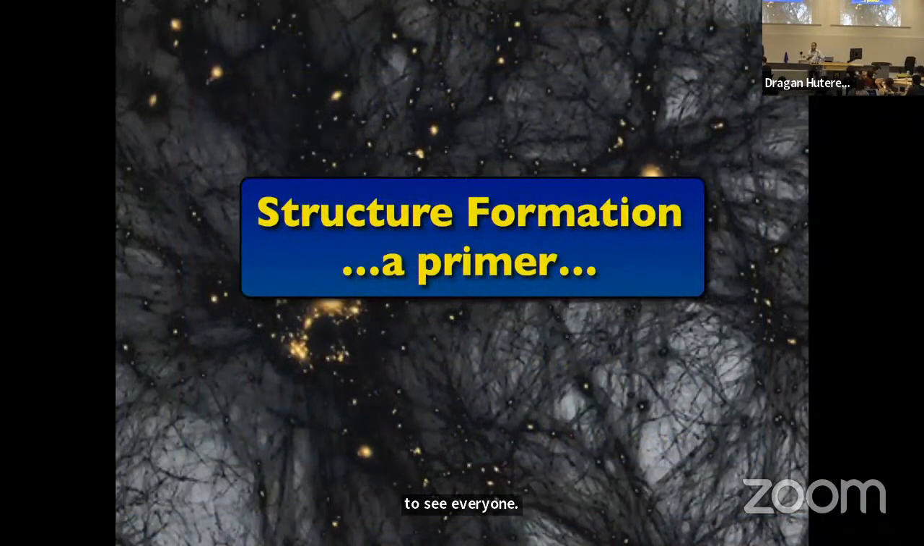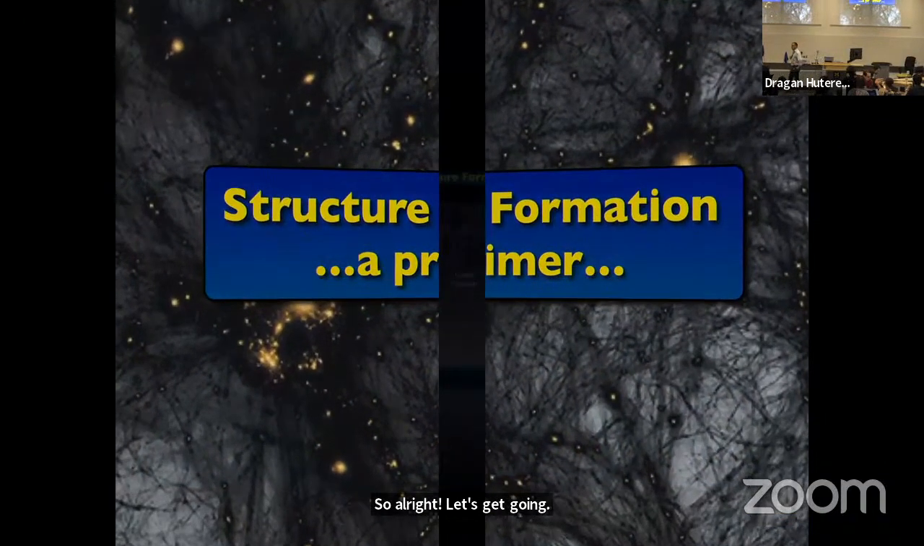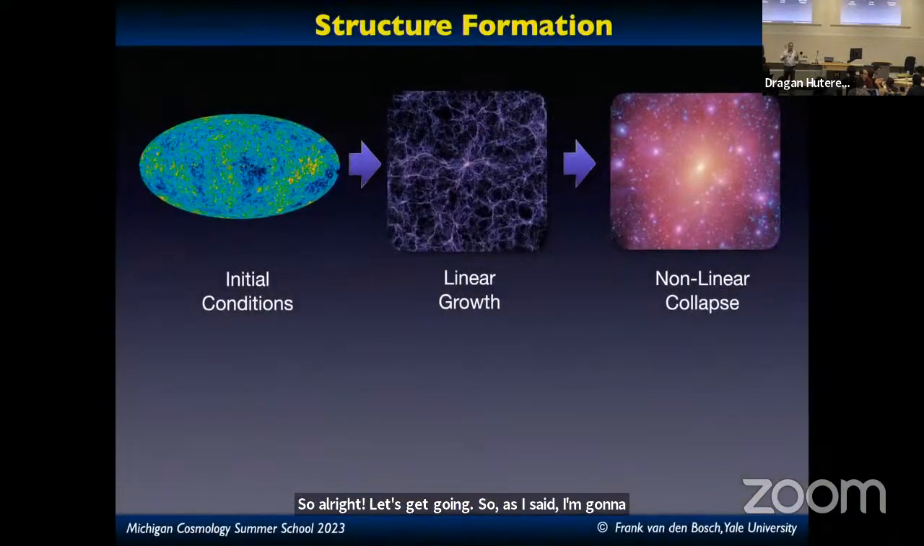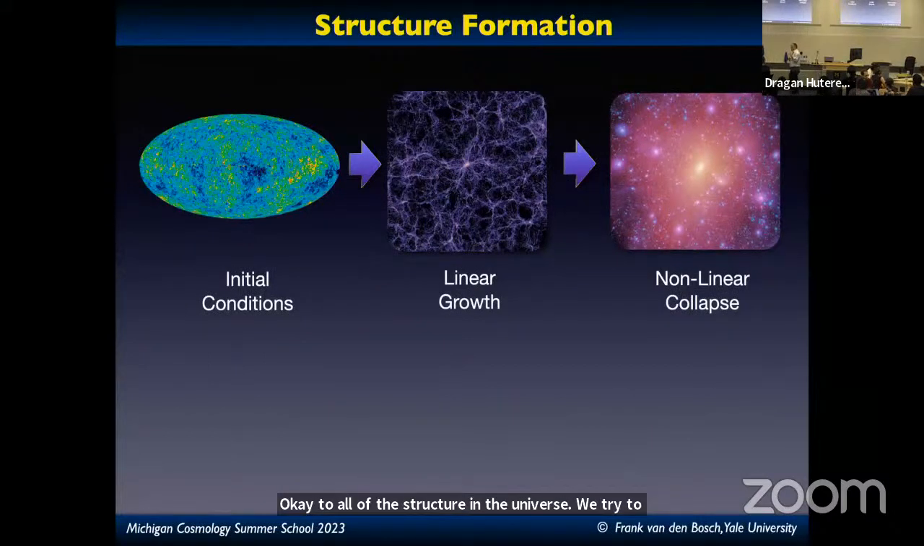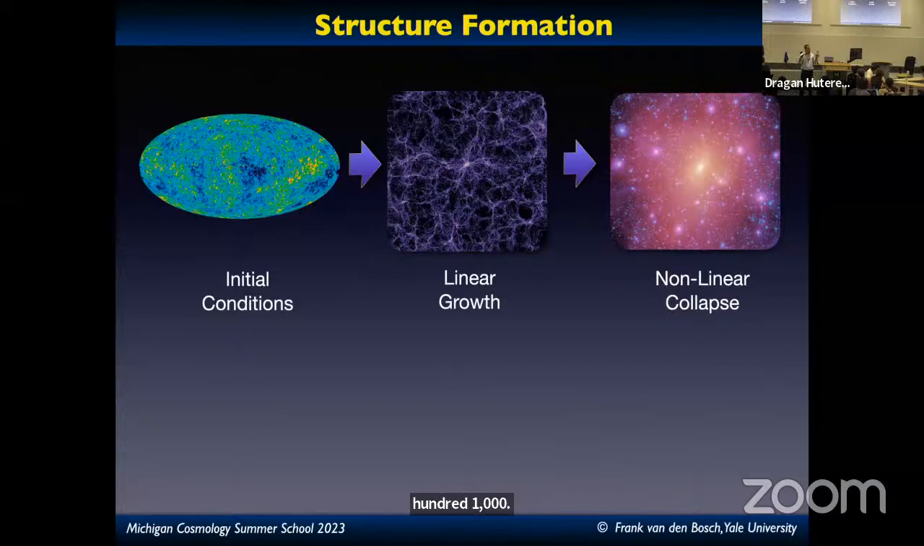So as I said, I'm going to start with a primer on structure formation. Structure formation is basically the story that brings us from the initial conditions to all of the structure in the universe. We try to understand how that works. The initial conditions we can read off in the cosmic microwave background, where we see temperature fluctuations of about 1 part in 100,000, and they're due to similar fluctuations in the density field.